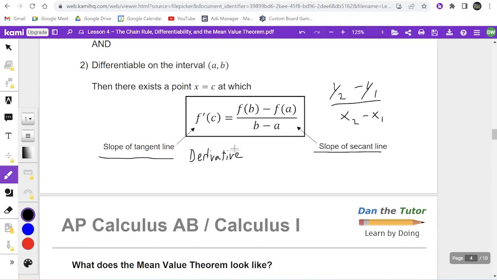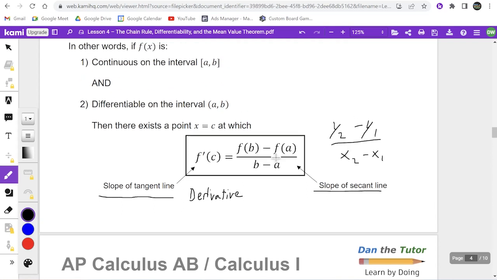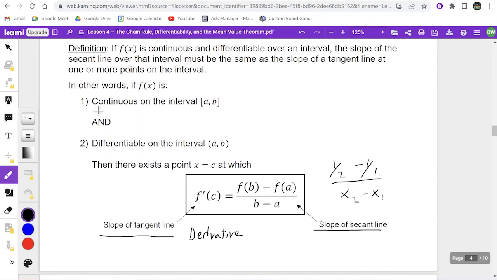Oh, and one more very important and crucial piece of information before we actually do these examples. If you look right here, there are 2 conditions that must be met before you can even use the mean value theorem. So we kind of went in reverse order, but technically you should always start with this. Number 1, your function needs to be continuous on the interval a to b, and you must be differentiable. Remember, differentiable means the derivative exists on the interval a to b.